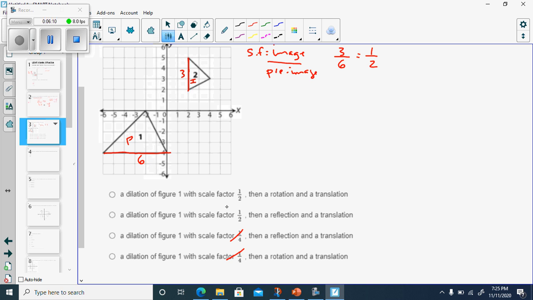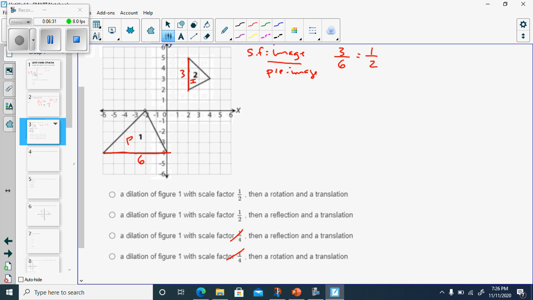Dilation of figure 1 with a scale factor of 1/2, then a rotation and translation, or a reflection and a translation. Well, if I rotated this, the long side would be up at the top. Okay, let's see if we rotated this. First, we've got to dilate it by a scale factor of 1/2.